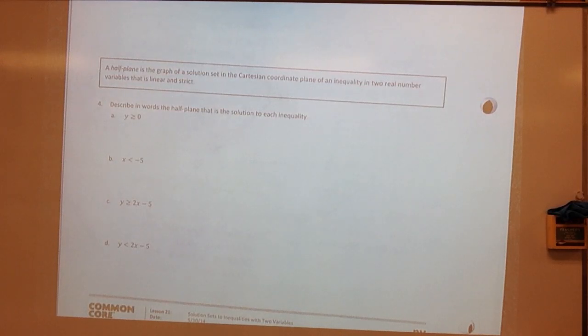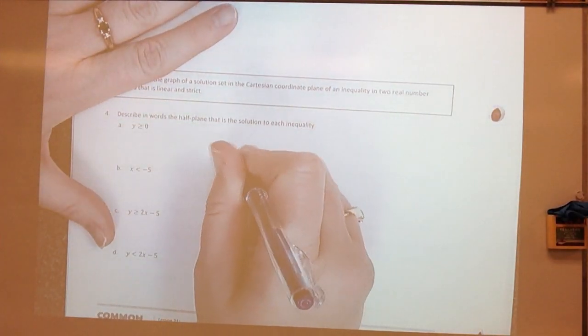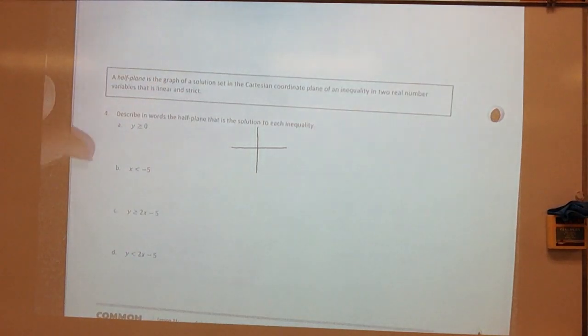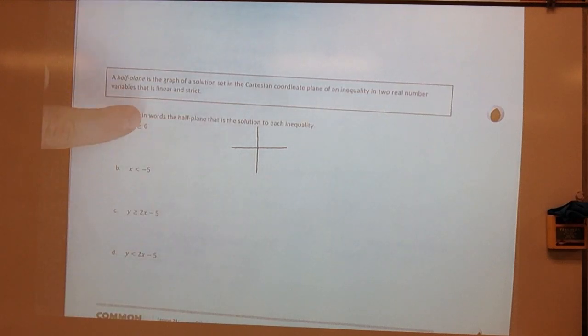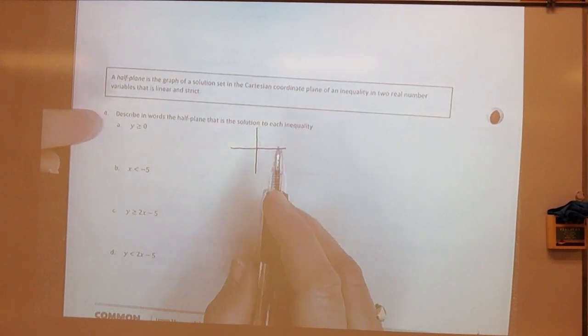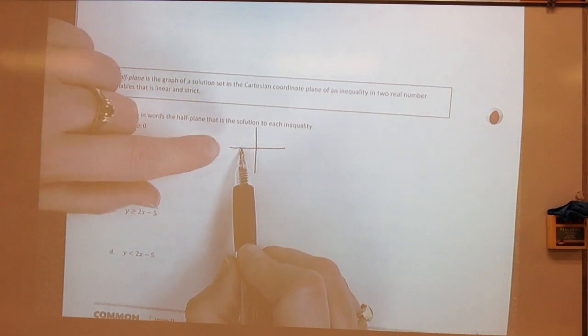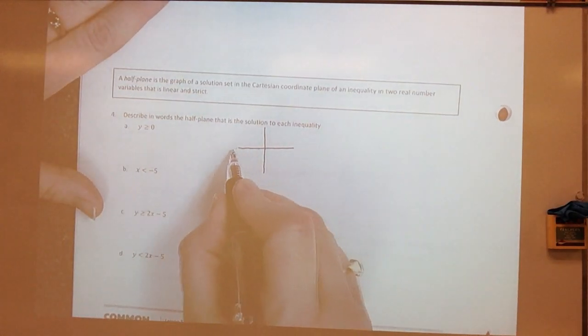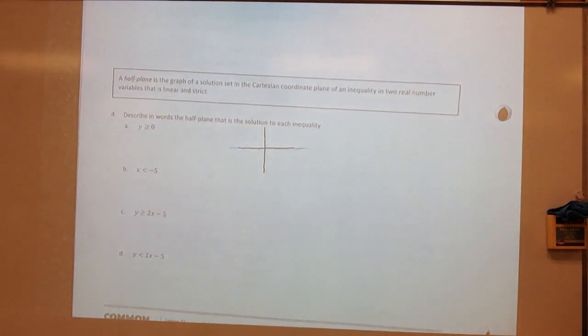So it says, describe in words the half plane that is the solution to each inequality. So here we've got y is greater than or equal to 0. Let's see what that would look like. If I were to graph this, notice there's no x there, which means there's no slope. That means that no matter what x is, y is always going to be greater than or equal to 0. So, if x were 2, y would be 0. If x were negative 4, y would be 0. So, actually, this would be this line right here, my x-axis.